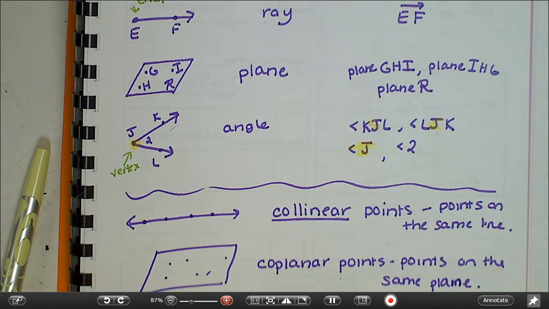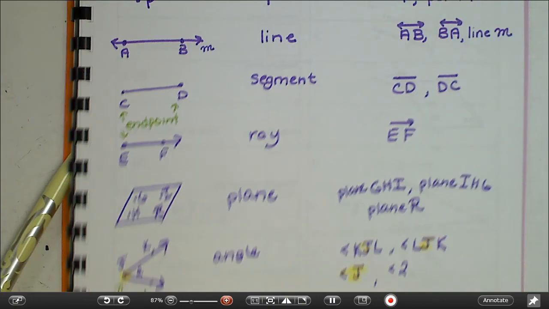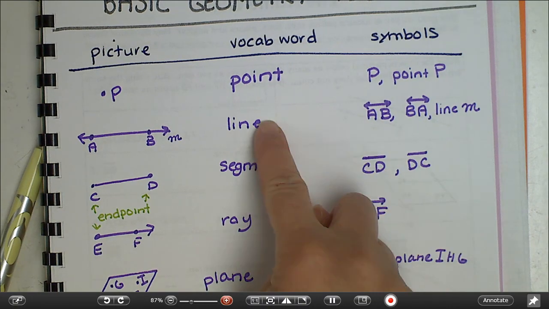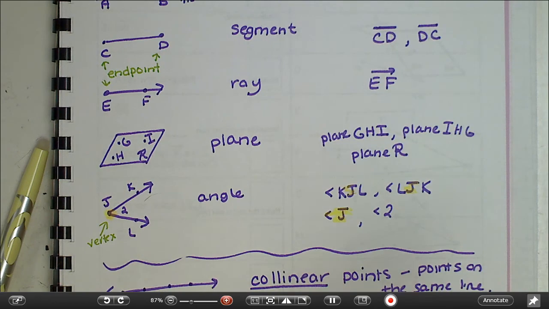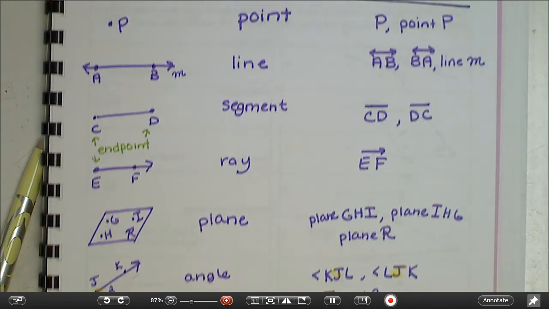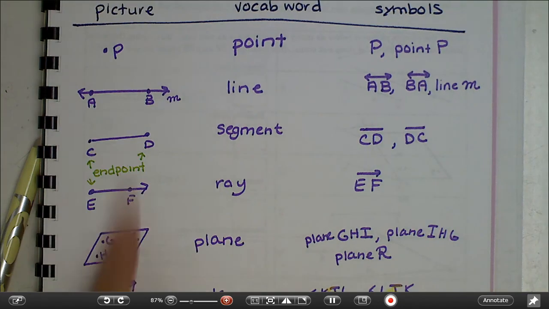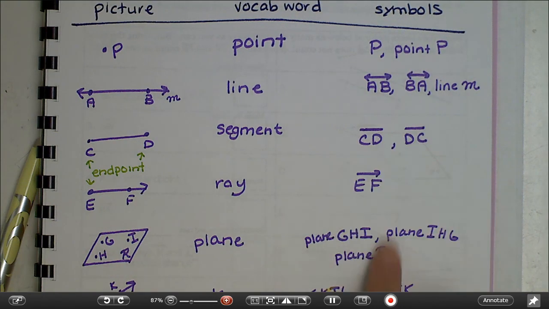All right, that's it. Those are the basic geometry building block terms: point, line, segment, ray, plane, and angle, and then also the collinear and coplanar. You need to be able to identify what they are and also write them in symbols.